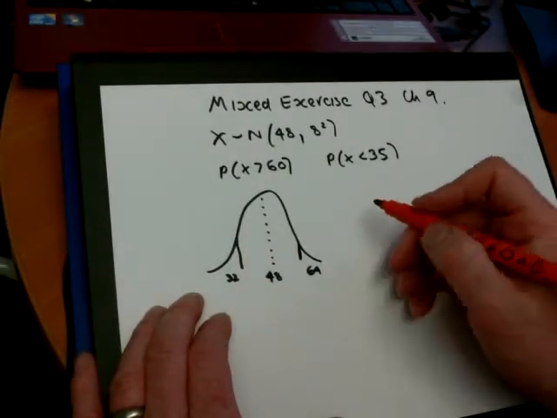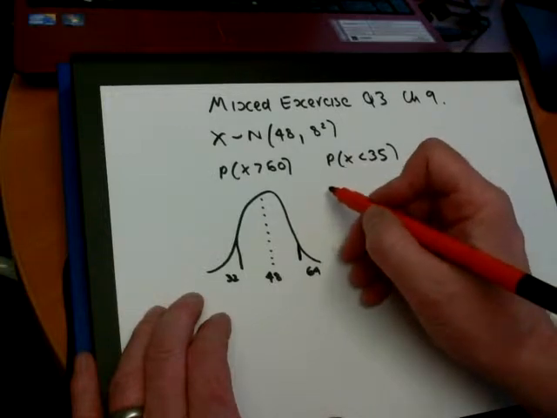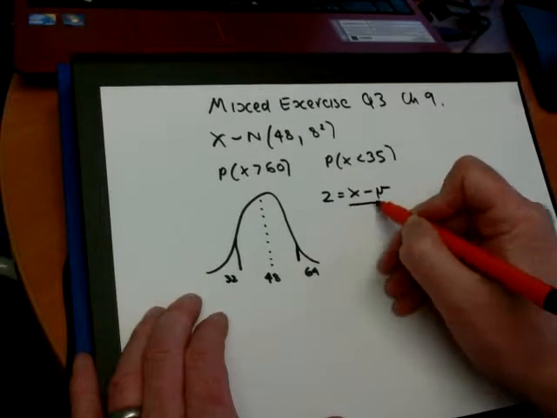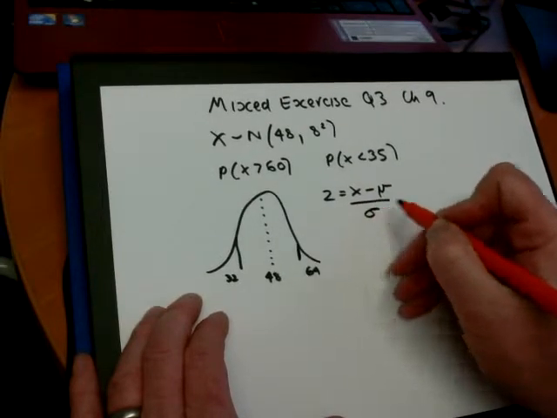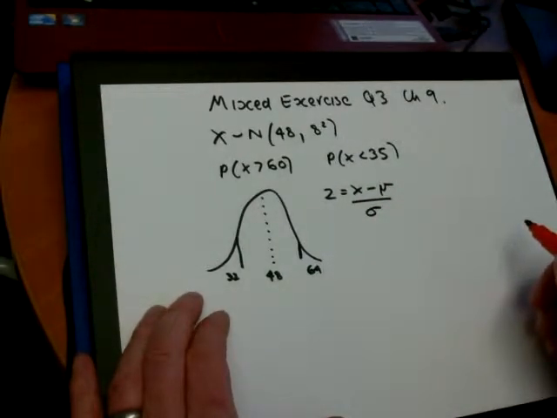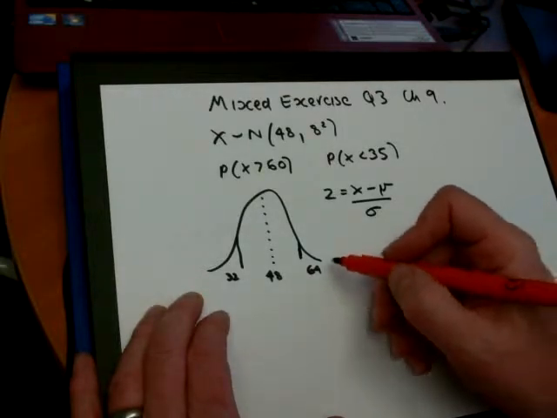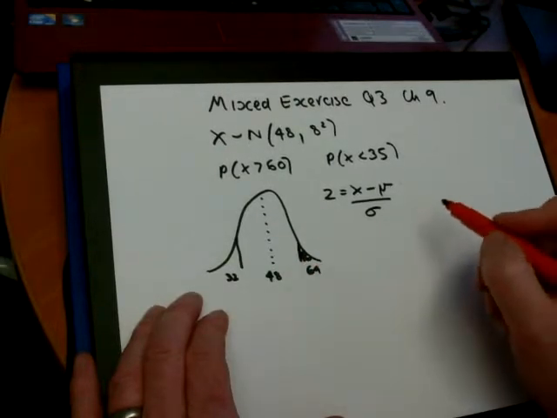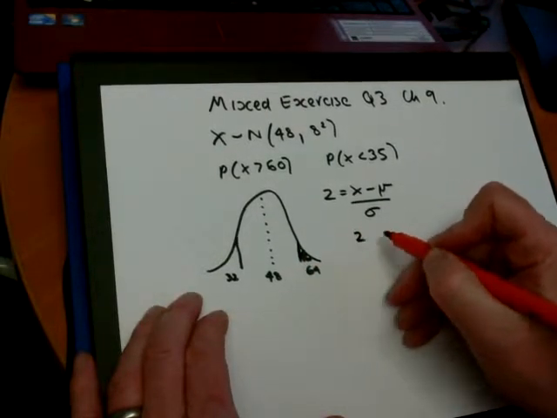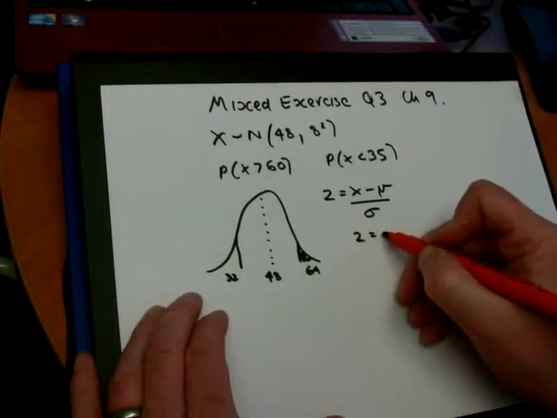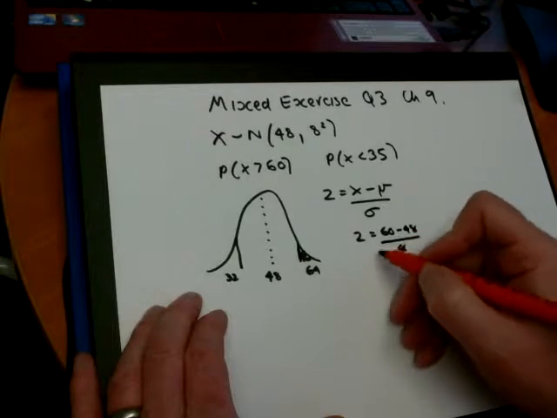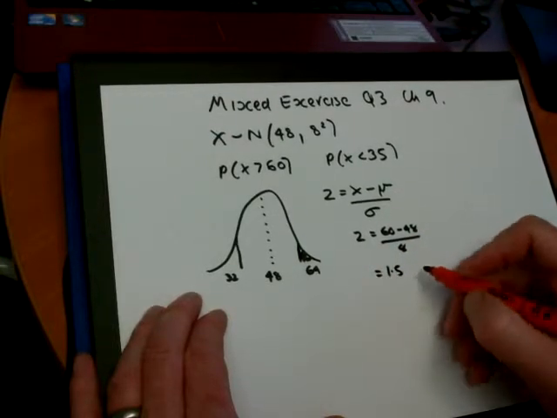So on both questions we need to use a z transformation. Remember that z equals x minus mu over sigma. So we drop in the value for our first question of 60. In fact, it's asking what's the probability that we're more than 60. So we're here. Our z value that corresponds to 60 will be equal to 60 minus 48 over 8. So z will equal 1.5.